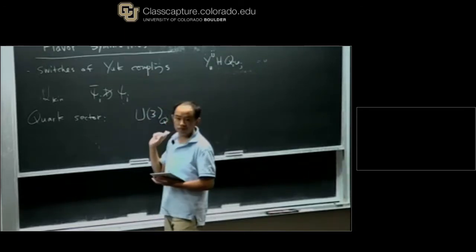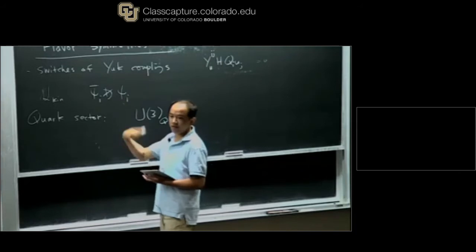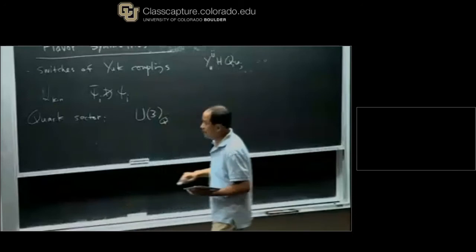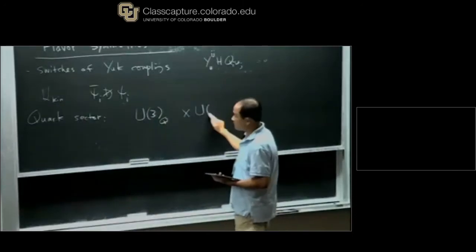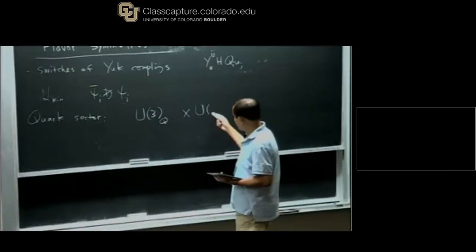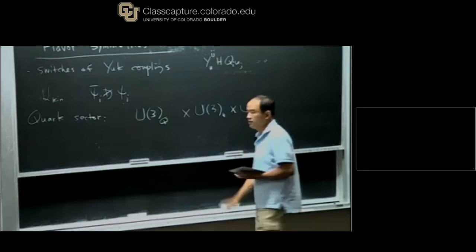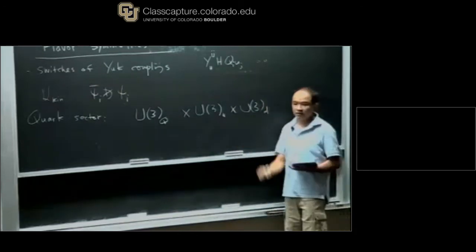So there is a U(3)_Q. This is the flavor rotation of the left-handed quarks. Same, there are right-handed rotations as well. They are also symmetries of the kinetic term. These are the flavor symmetries.